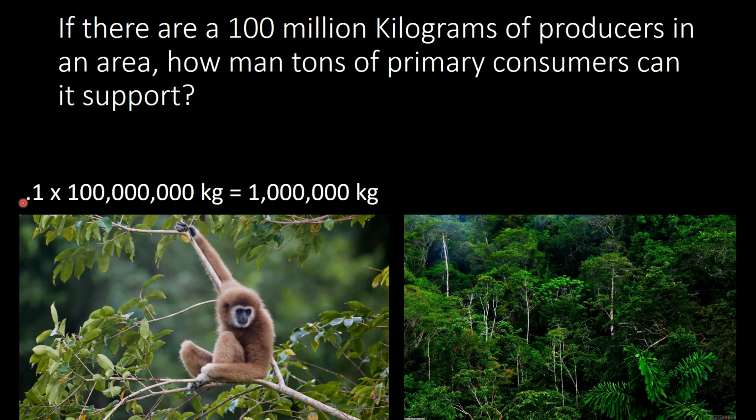I did 0.1 because that's the same as 10%. 0.1 times 100 million kilograms, there's my 100 million right up there, equals 1 million kilograms. Again, I have the gibbon. That's a primary consumer. It's eating all these leaves. So for 100 million kilograms of rainforest, I could support 1 million kilograms of primary consumer.